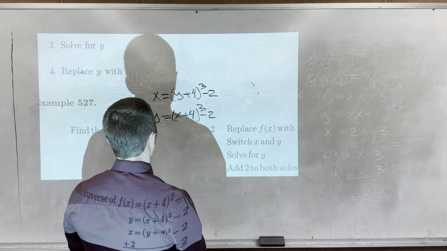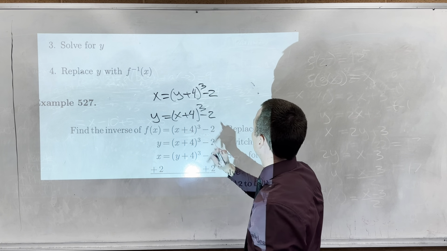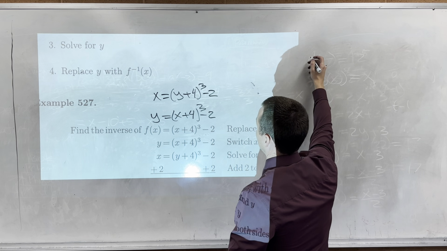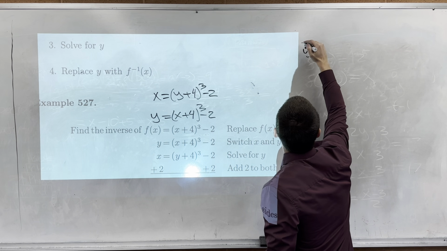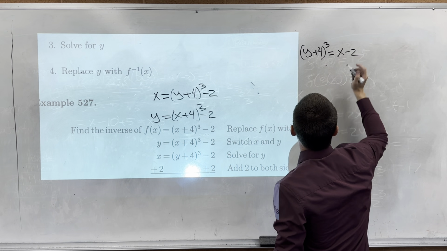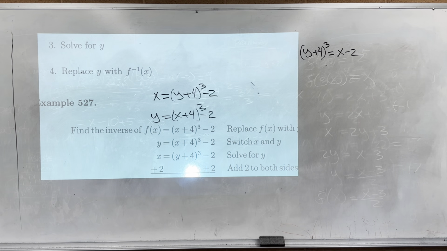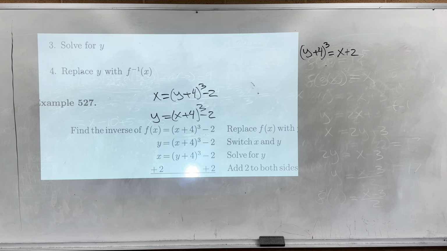Okay, so now we're going to put the minus 2 over there. I'll continue writing right here. So I'm going to write (y plus 4) cubed is equal to x minus 2. Is that right? That a plus? Because it's minus 2 already. Thank you. Good catch. Did I do anything else dumb?